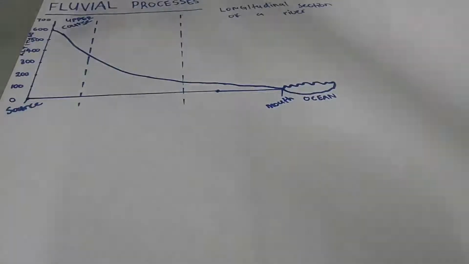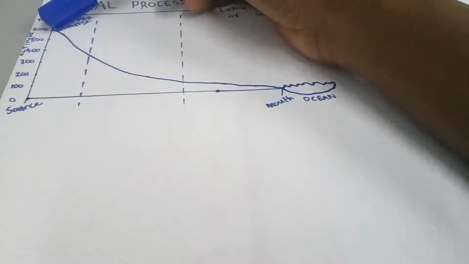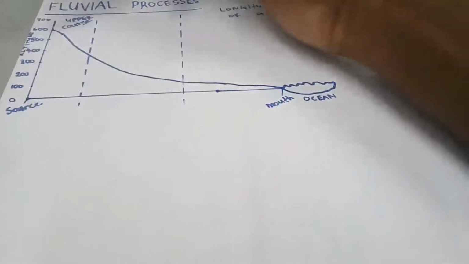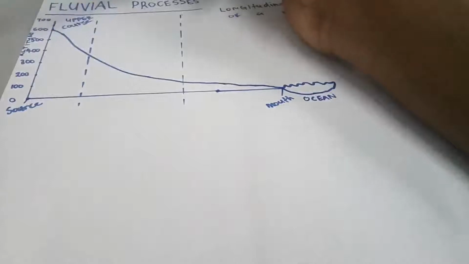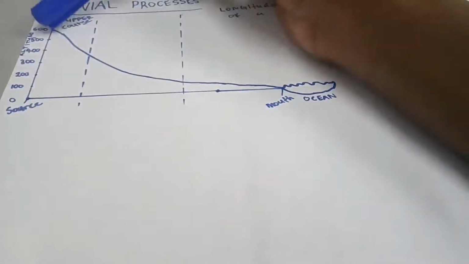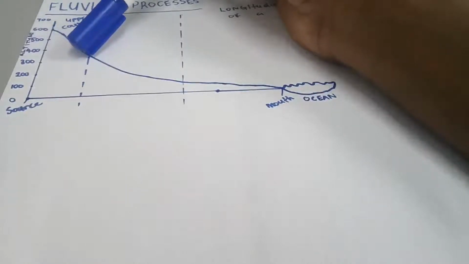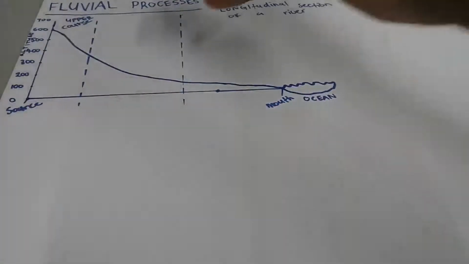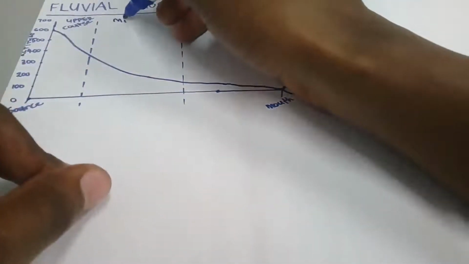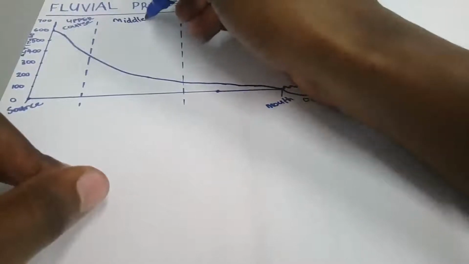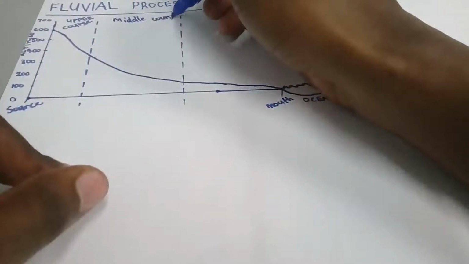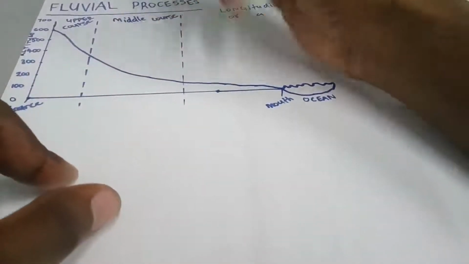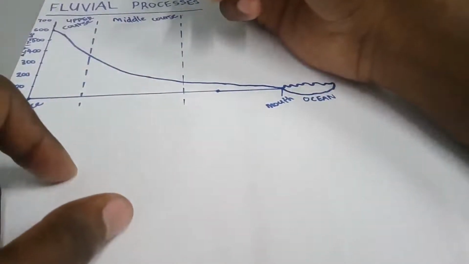This must be a mountain or an upland area, a very high lying area. A source is always on the mountain, on the high lying area, and the water will flow down to the upper course. After the upper course, it's the middle course.